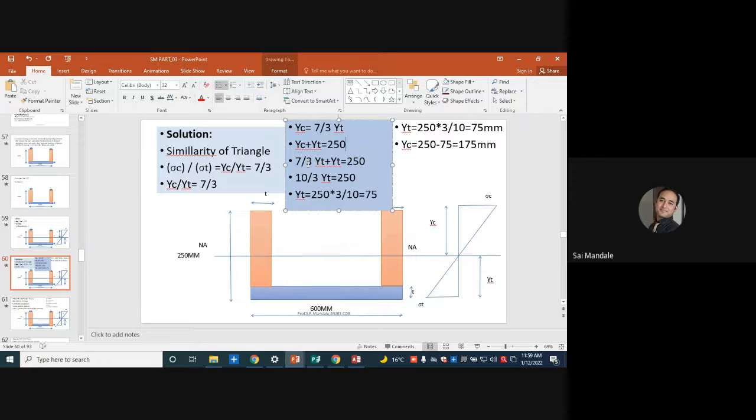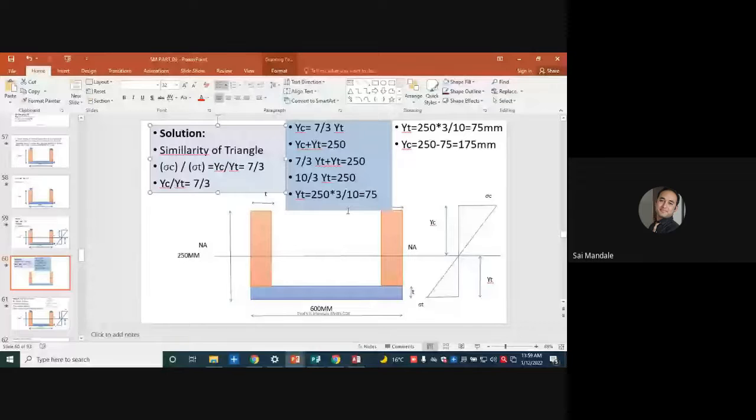So 3 YT plus 7 YT is equal to 10 YT by 3 is equal to 250. So the value of YT is equal to 250 into 3 by 10. So the value of YT is equal to 75. My question is, if the value of YT is equal to 75, YC is equal to how much?